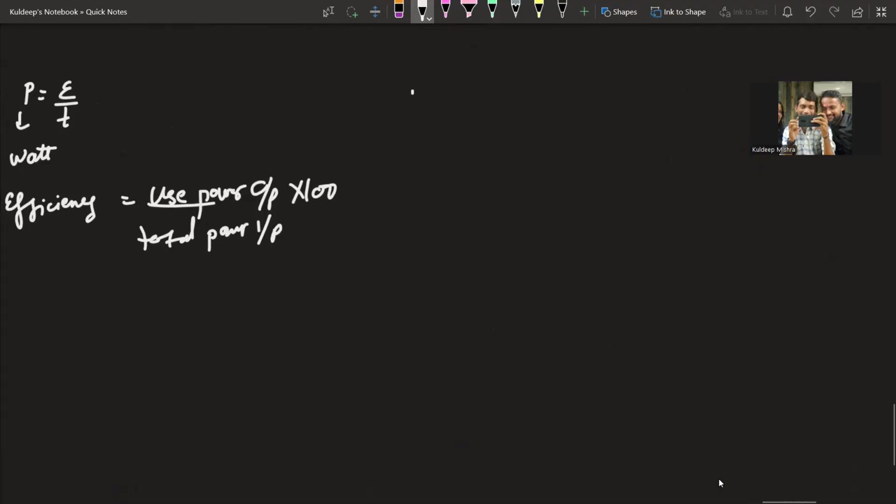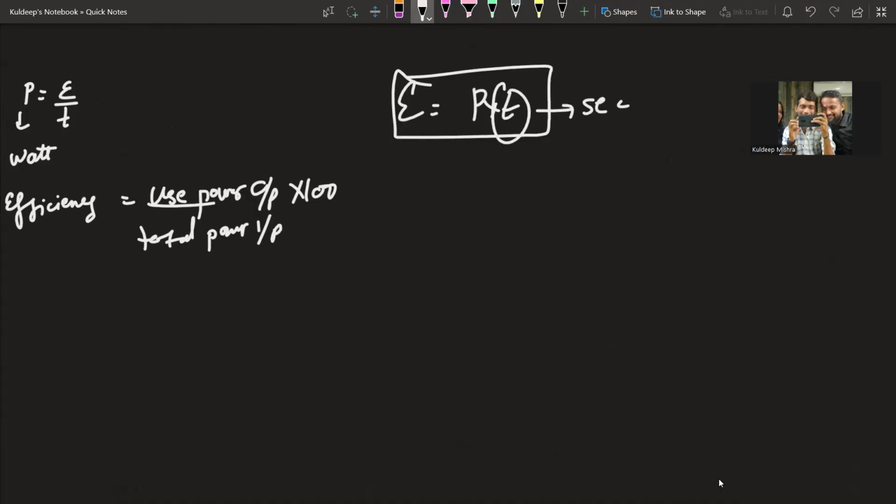So you can also calculate energy. Energy is power into time. But always this time has to be in seconds only. Don't make it in minutes or hours. Convert it into seconds. Energy should be in joules.